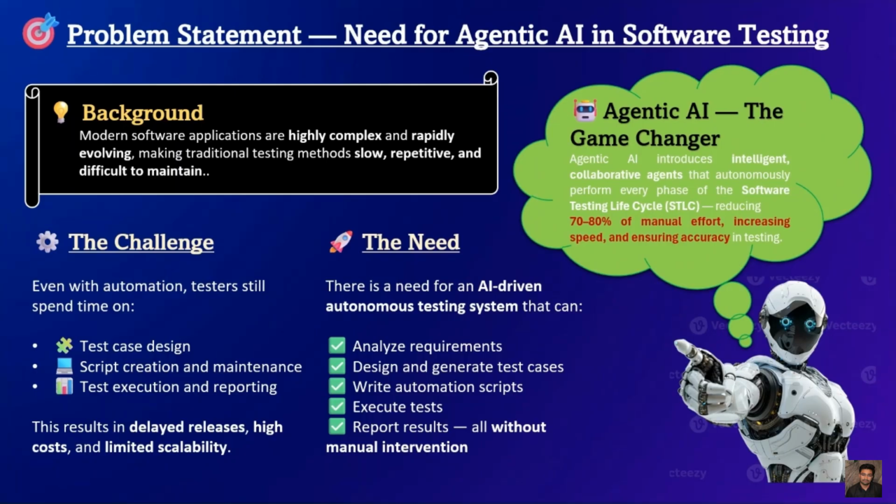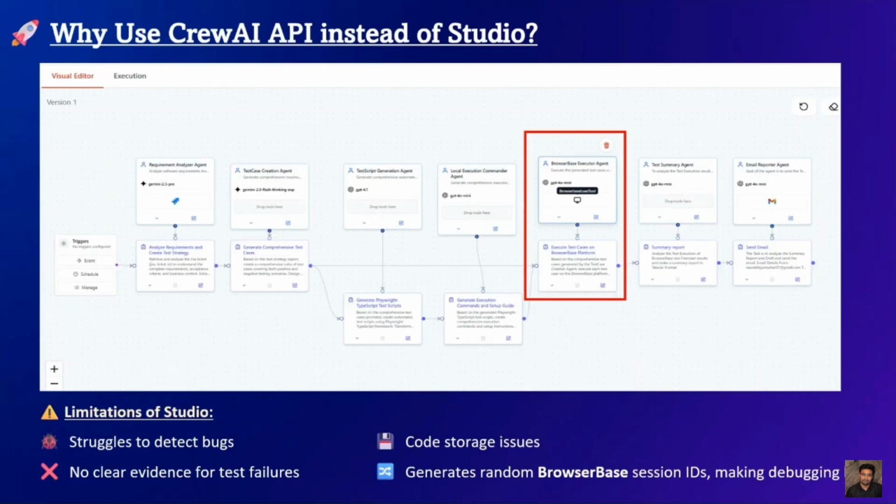So now, why am I using the CrewAI API instead of Studio? When I was running the Agentic AI cycle in CrewAI Studio, I noticed a few limitations that didn't meet my testing needs, which are highlighted by the red bar. For example, during the script execution, the executor agent wasn't provided any evidence of test failure, so it was hard to trace the bugs and verify the result. Also, the system was generating random session IDs in Browserbase, which didn't actually exist in the real sessions, making debugging even more difficult. And from the testing perspective, we also need the generated test code for regression and reusability. But Studio doesn't show the code.